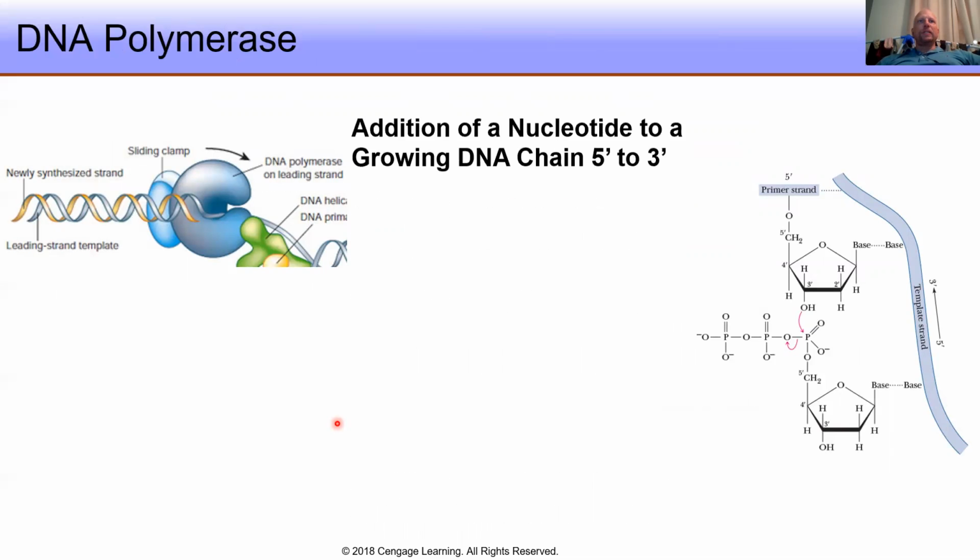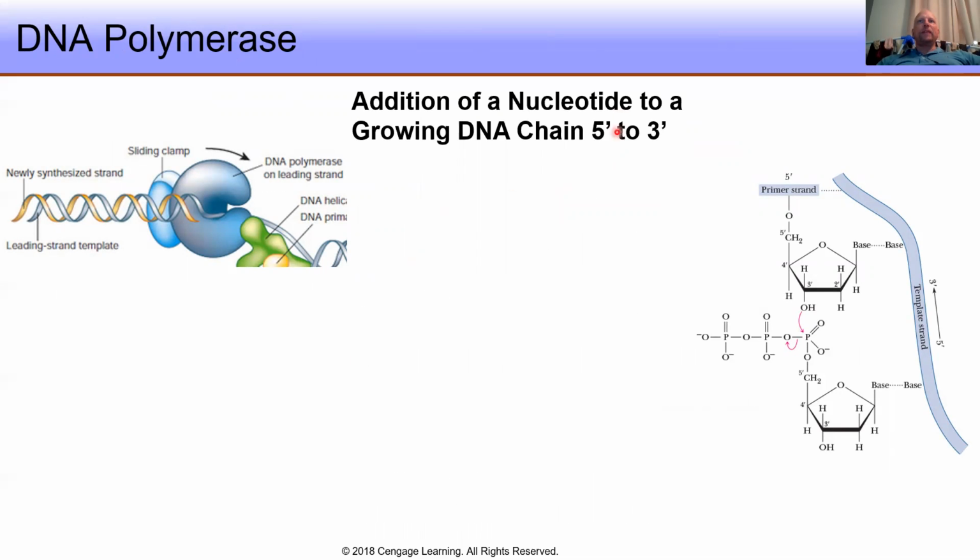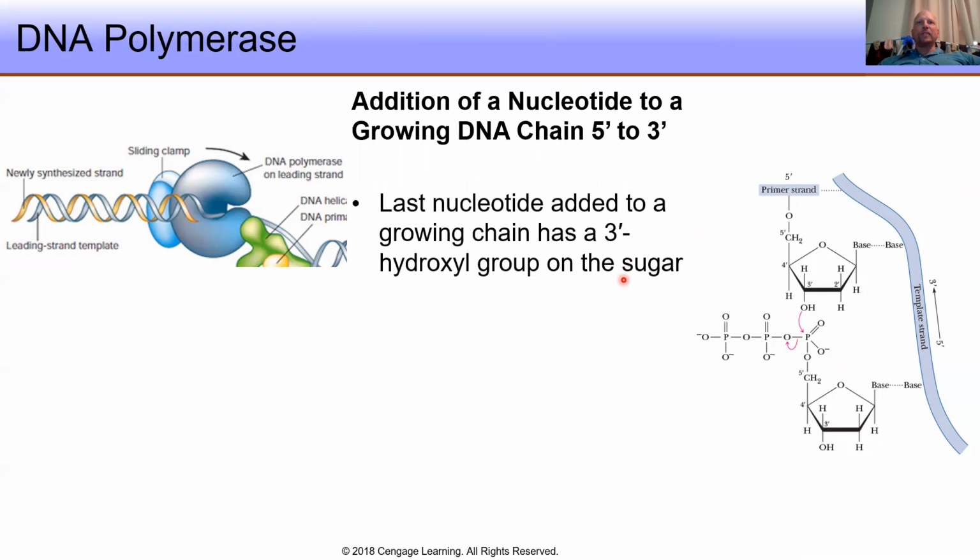So DNA polymerase, its job is to add nucleotides sequentially to the growing DNA chain, and again, in the direction of 5' to 3' only, because remember, we have to form these phosphodiester bonds. We do it by bringing a nucleotide in with its phosphate group at the 5' end, which then interacts with the 3' hydroxyl group as shown here. That's basically what the enzyme does. It brings the nucleotides together, and it allows this chemical reaction to occur. So we always have the last nucleotide added with this free 3' hydroxyl group.